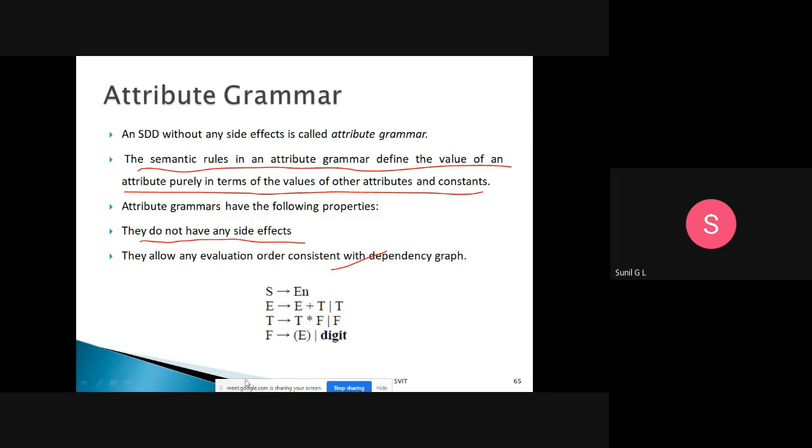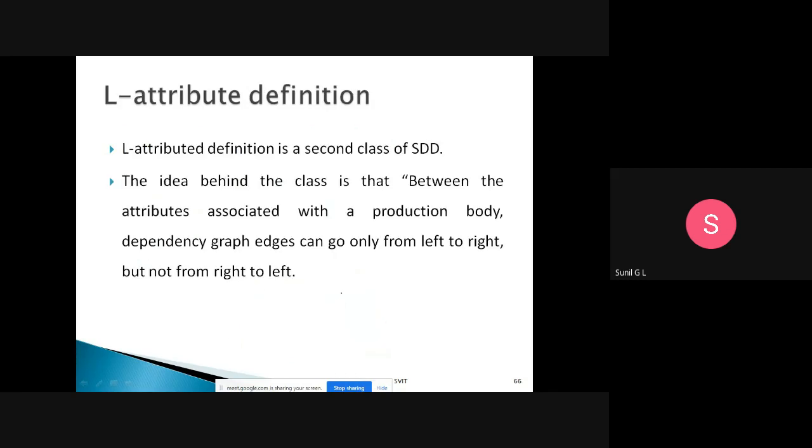So this is an example we have in attribute grammar. For this grammar we have constructed an annotated parse tree. This is one example of an annotated attribute grammar, a pure grammar, so you don't have any side effect in that. The next one is the L-attribute definition.